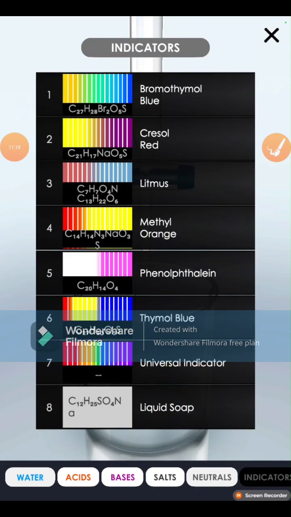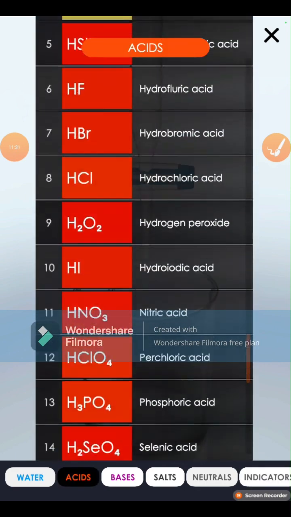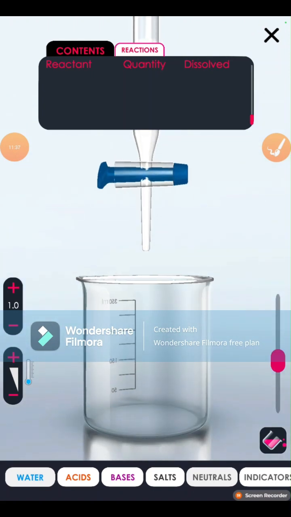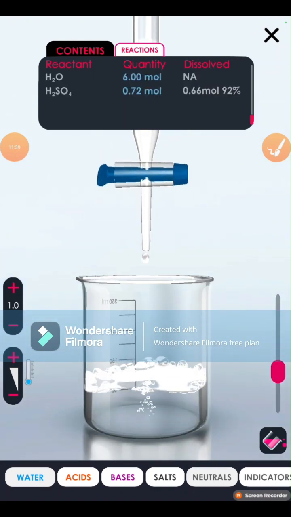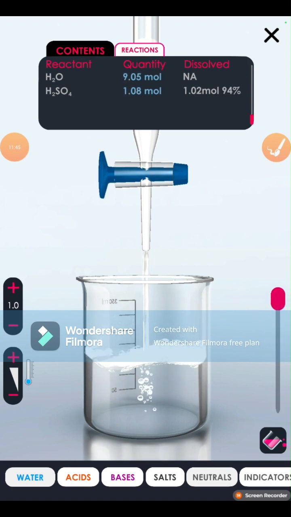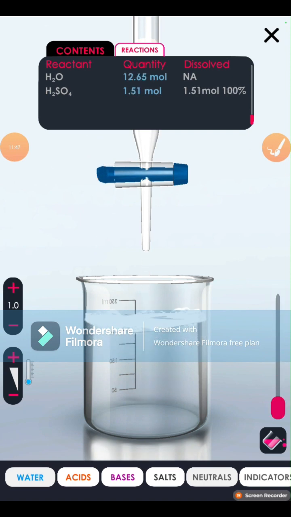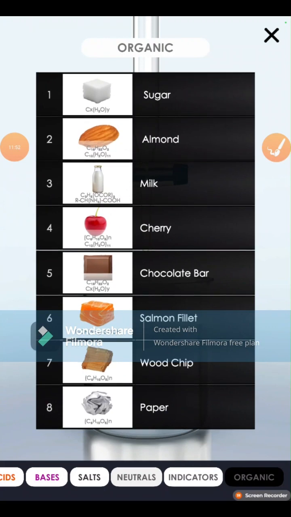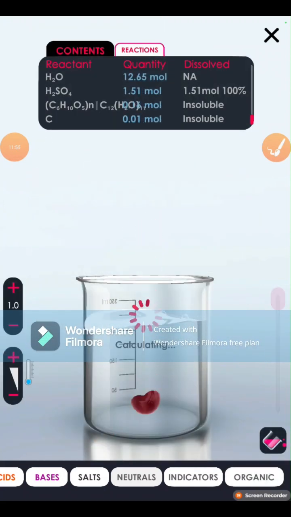Okay. So let's check using a litmus indicator. This litmus is a very good indicator which is used broadly, and it is obtained from a plant, that is lichen. So let's put a strong acid, that is sulfuric acid. Let's check whether organic substance can dissolve in sulfuric acid. As you can see, I have put a lot of sulfuric acid. So let's add some cherry over here.